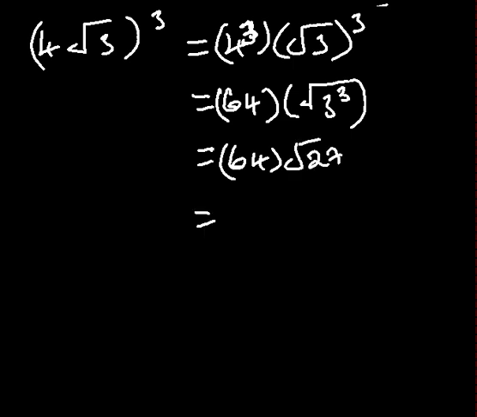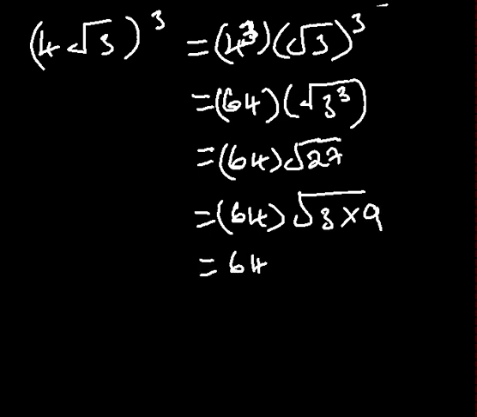which is the same as, 27 can actually be simplified further. That is 64 times the square root of 3 times 9, which is the same as 64 times, what is the square root of 9? We have it as 3 times the square root of 3. Then I will have to multiply this.